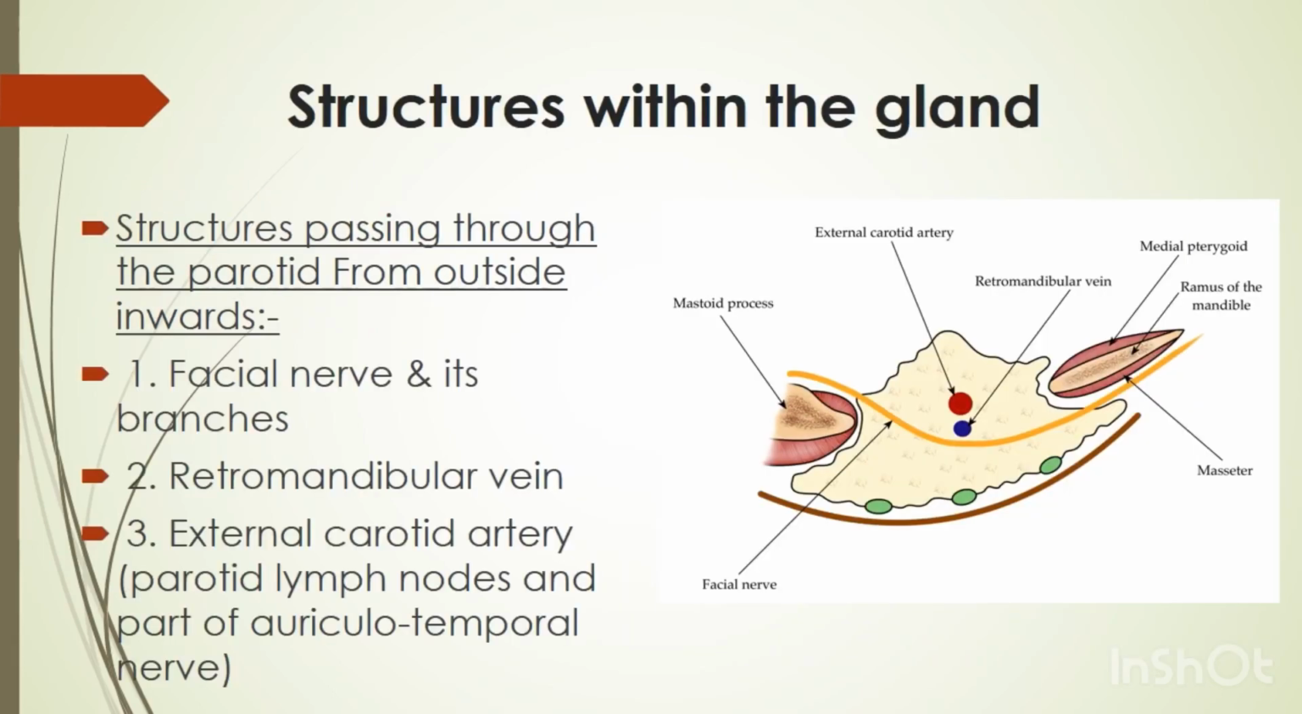What are the structures that are actually within the gland? So the structures are, that is from outside to inward, it is the facial nerve, as we have said earlier. It enters through the posterior medial surface, then the retromandibular vein and the external carotid artery. These three are the main structures present within the gland, that are the facial nerve, retromandibular vein and external carotid artery. There are also parotid lymph nodes and part of auriculotemporal nerve within the gland.